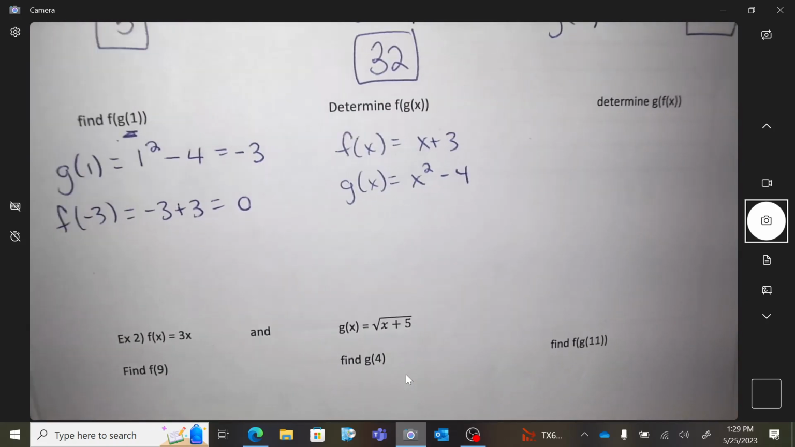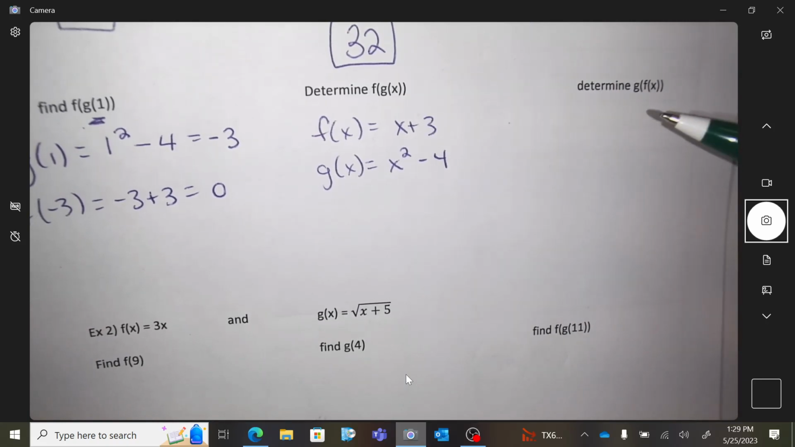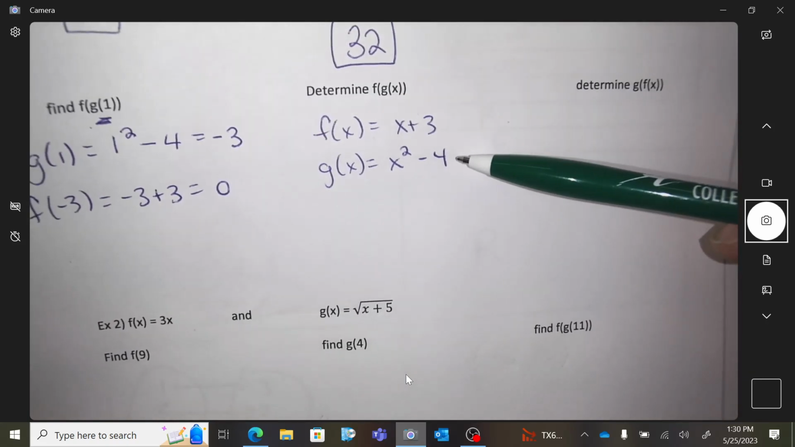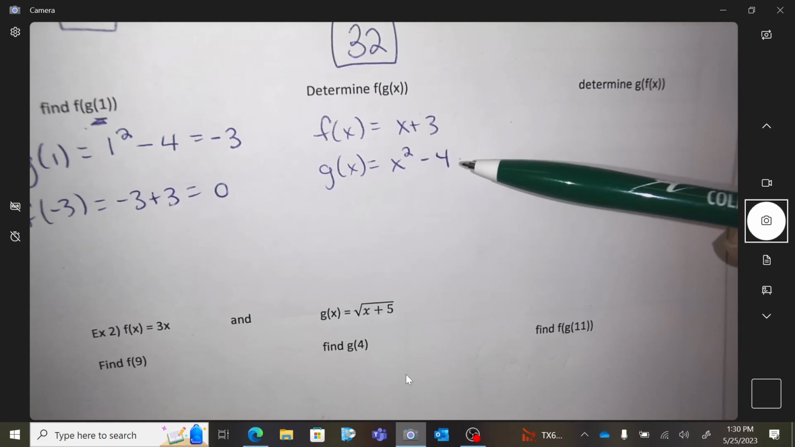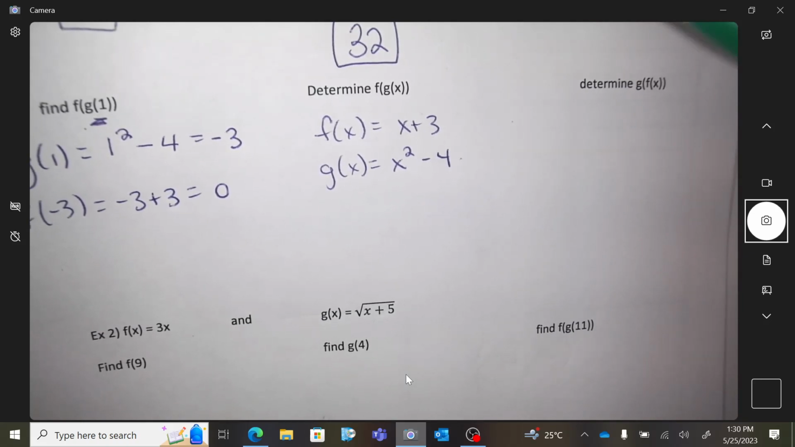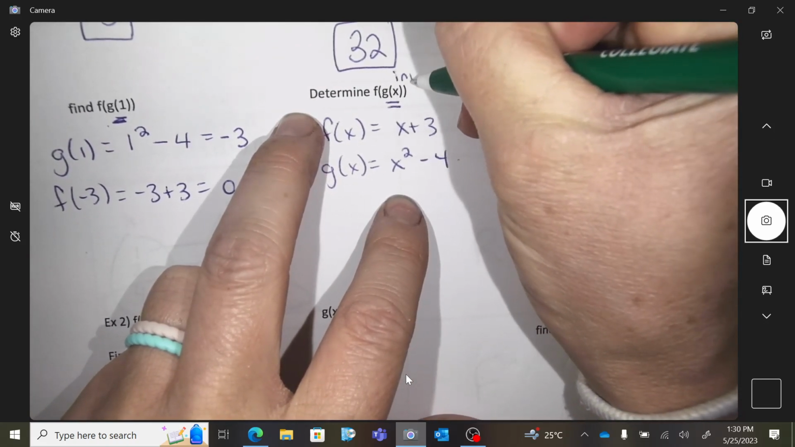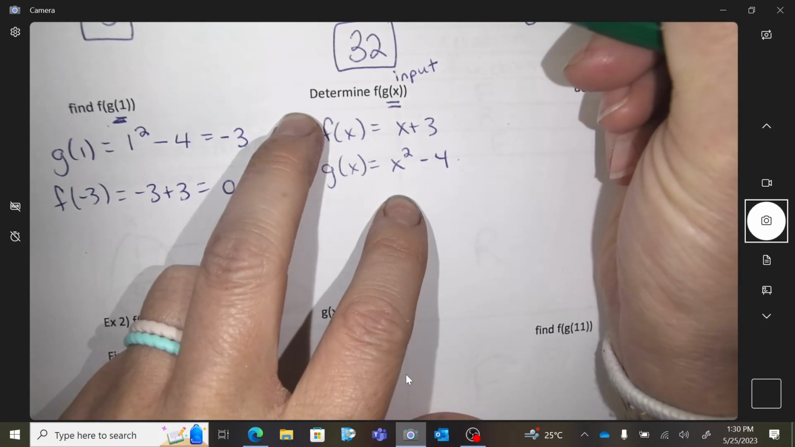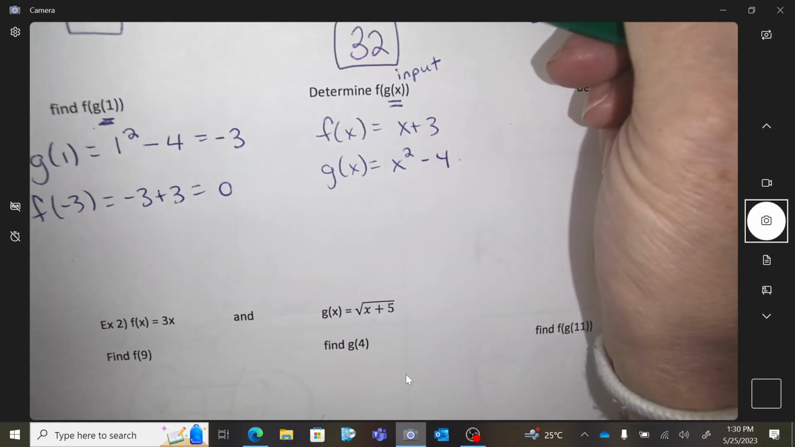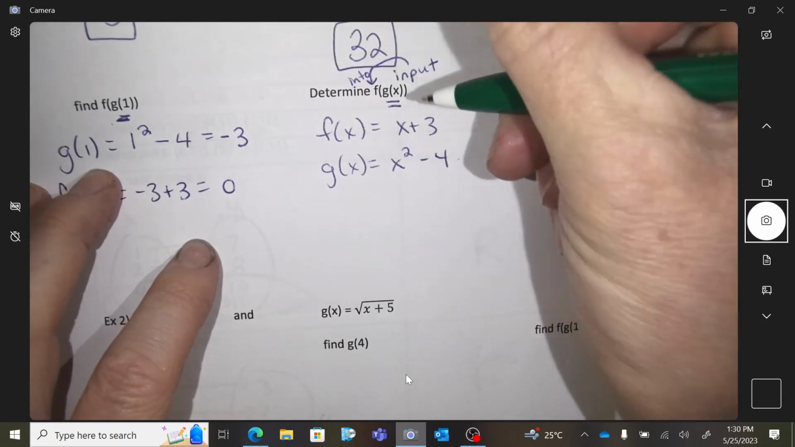Okay, ready? I'm going to write these out. Maybe it'll be easier for you if you just rewrite them here. I just copied them, that's all I did. Okay, what does the f of g of x mean? The g of x is our input, and what are we putting it into? We're putting it into the f function.